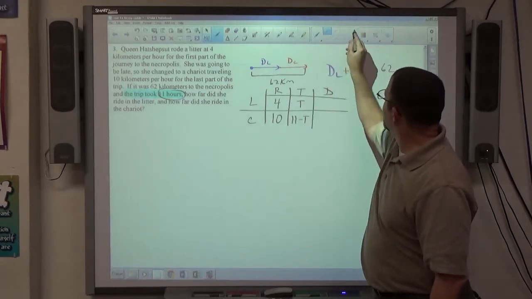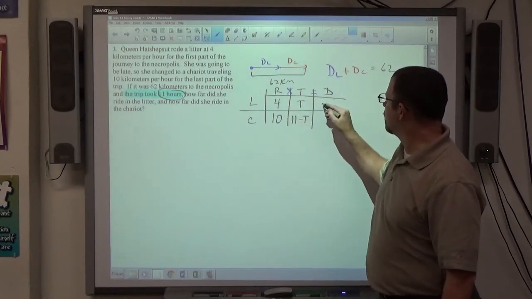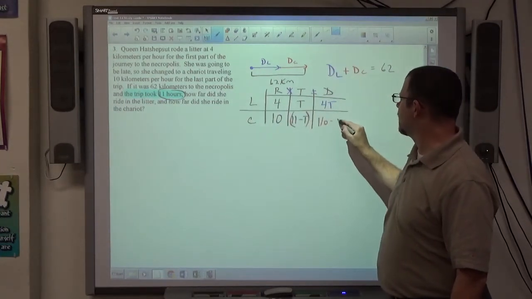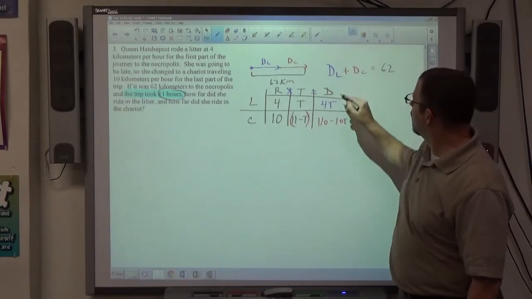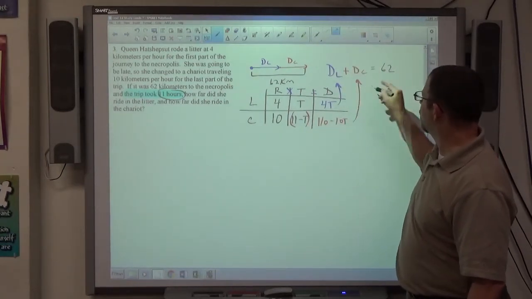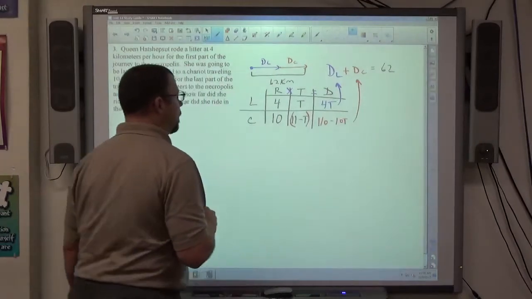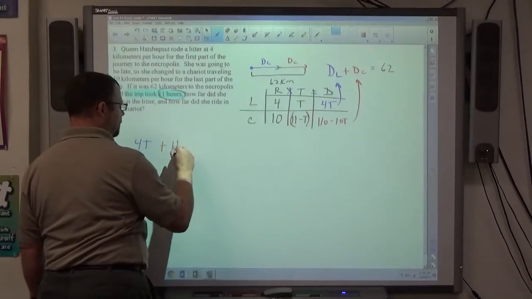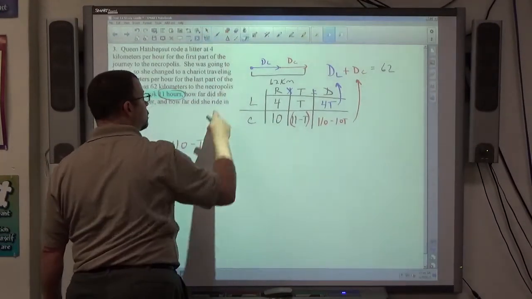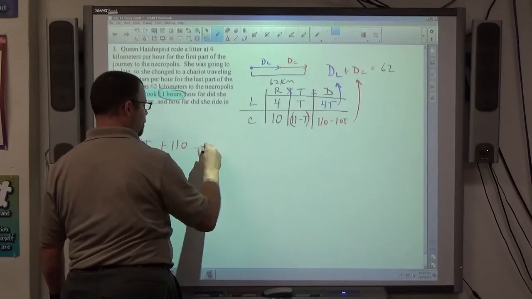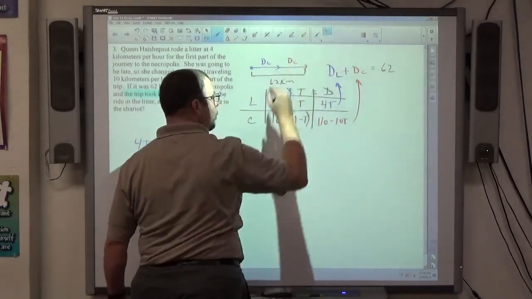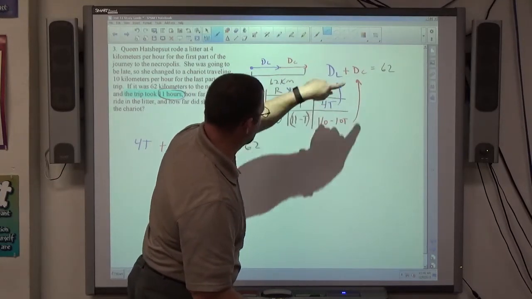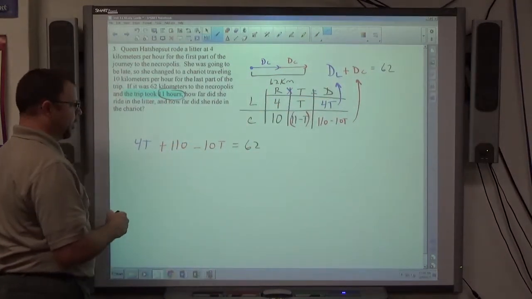And we get then rate times time equals distance. So 4 times t is 4t for the litter distance. And 10 times 11 minus t is 110 minus 10t for the chariot distance. Litter distance goes there. Chariot distance goes there. They add up to 62. So I do 4t plus 110 minus 10t equals 62. That's the equation structure. That's my unknowns for DL and DC. Substitute those in. I'm ready to go.